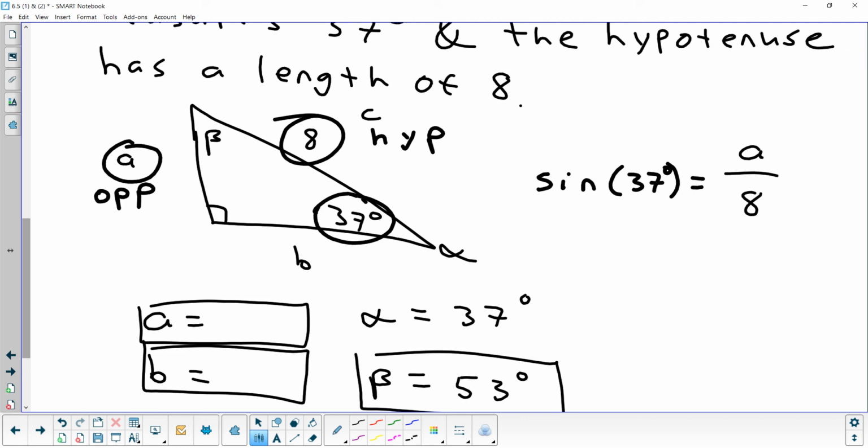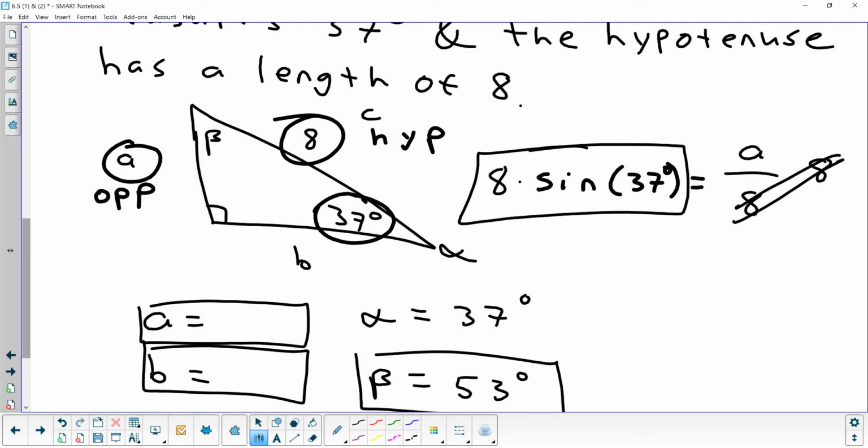Okay. And how do we get A by itself? Nick? Multiply both sides by 8. Times 8. That's gone. And there's your answer. 8 sine 37 equals A.